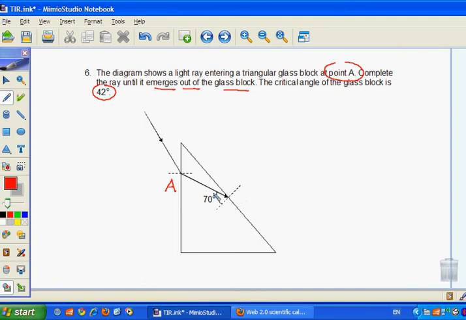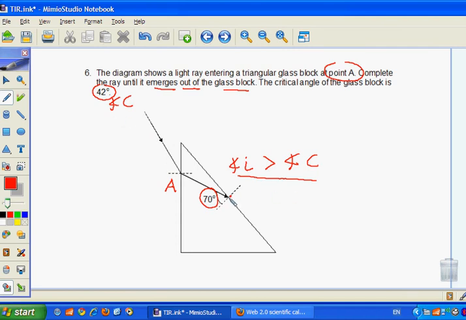In this case, the angle 70 is actually my angle of incidence. This is the angle of incidence at this point. We notice that 70 is more than my critical angle, C. So it fulfills the requirement for total internal reflection, because it's traveling from a more dense to a less dense medium, as well as the angle of incidence, 70 degrees, being more than 42 degrees.